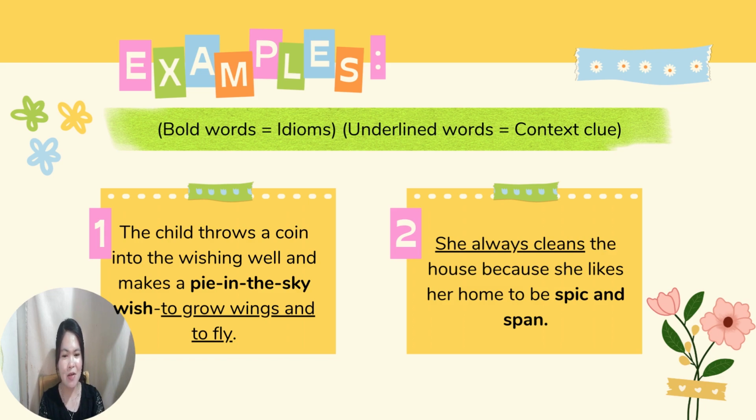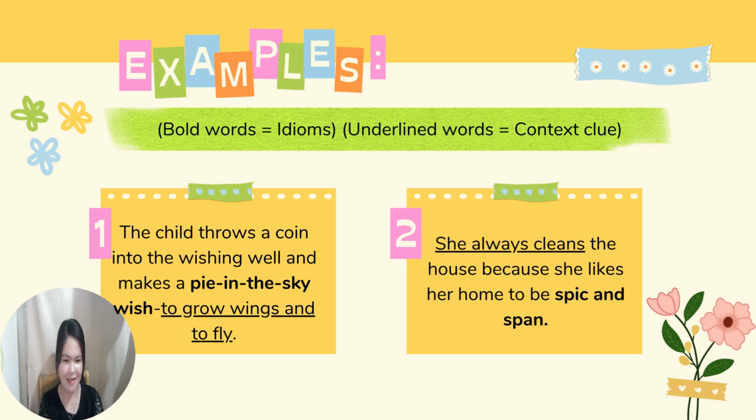Yes, that's correct. So, based on the context clue that we found within the sentence, which is to grow wings and to fly, we have a hint of what a pie in the sky wish means. That means impossible. So a child wishes for something that is impossible. The context clue to grow wings and to fly gave us a hint that the pie in the sky wish is just impossible. So there you go. Now let's proceed with the second example. Can we have another volunteer?